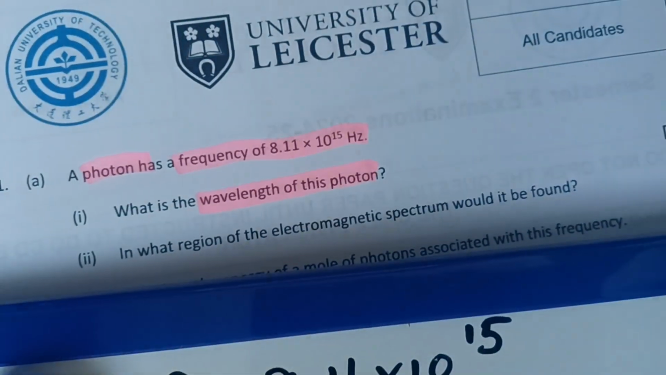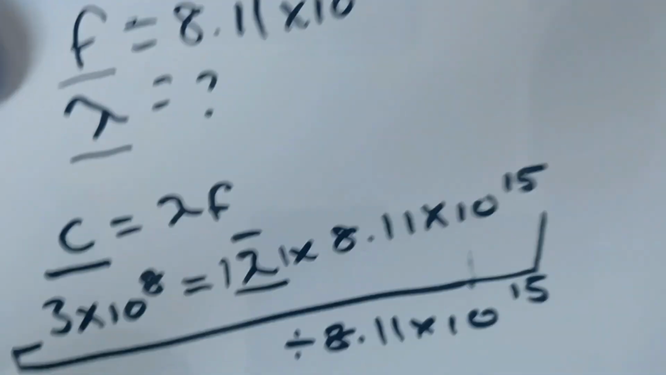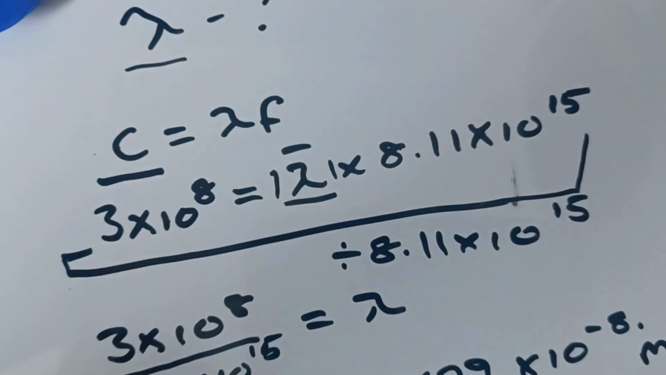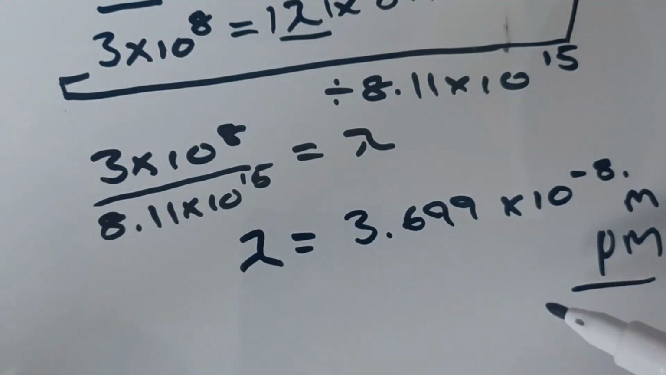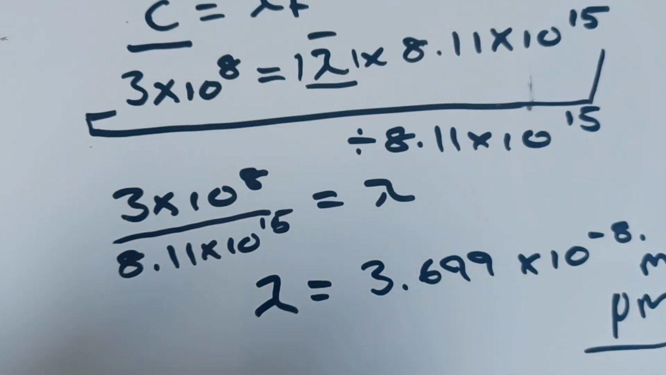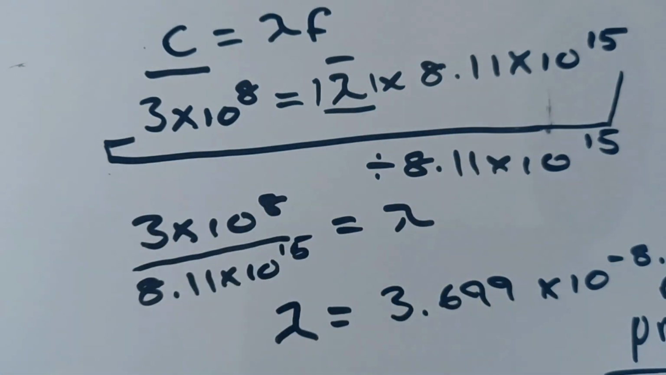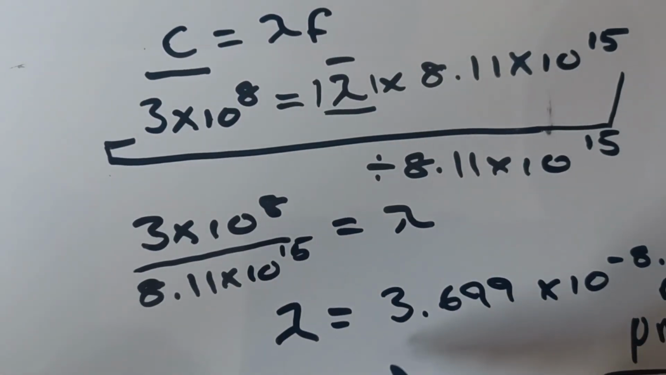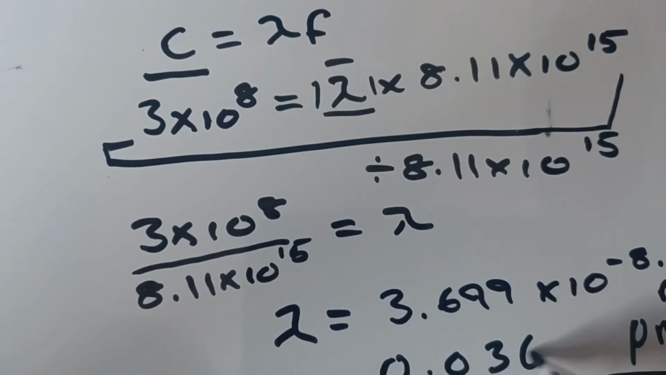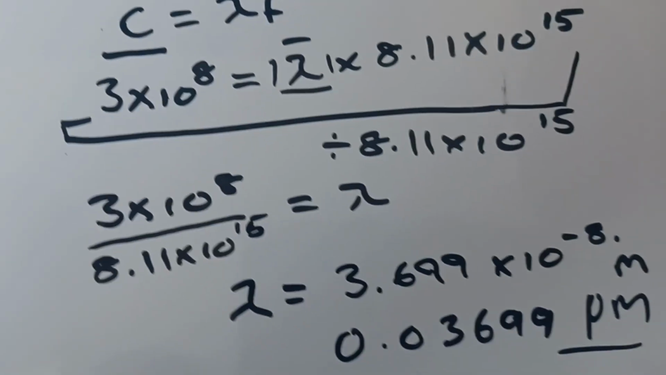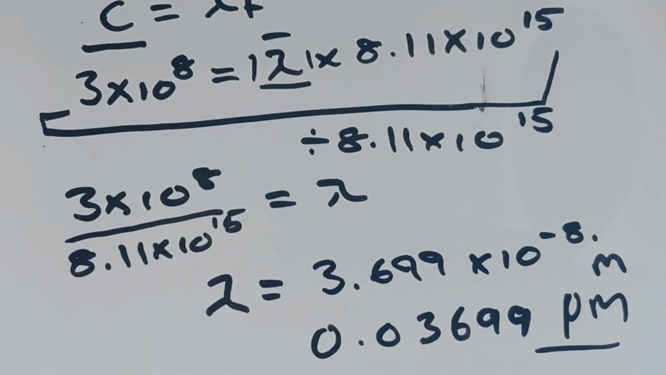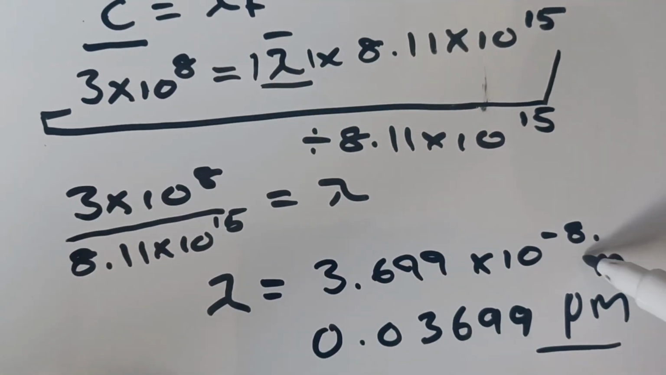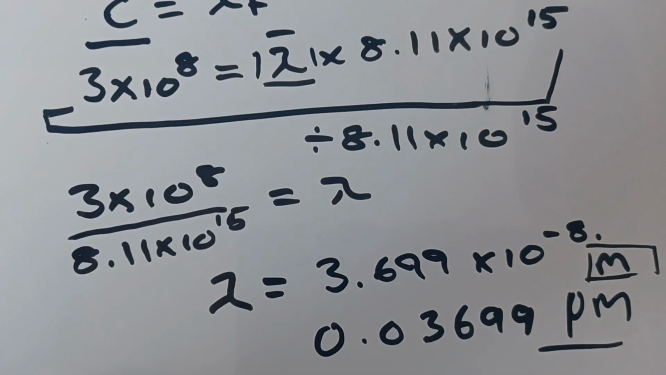So if we were asked to change this into a more valuable number, we could change this into these units by just dividing by 10, or just timesing by 10 to the 6 to give us 0.03699. But for this question, because it says we don't have to specify, we can just leave it in meters.